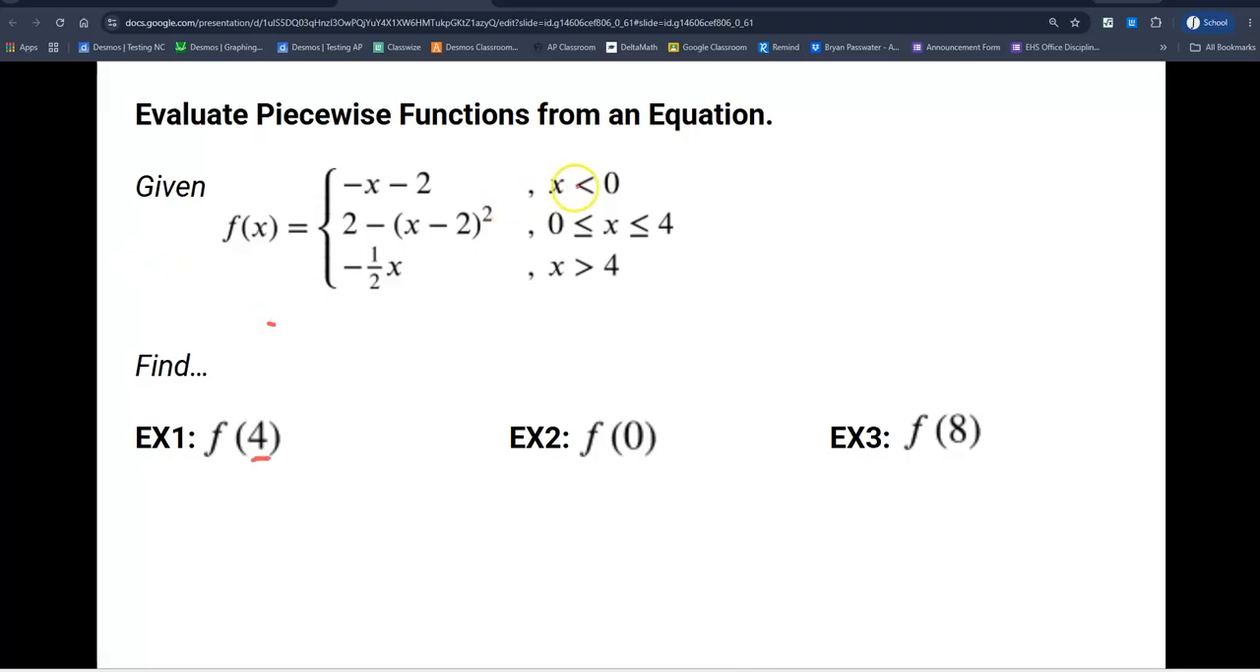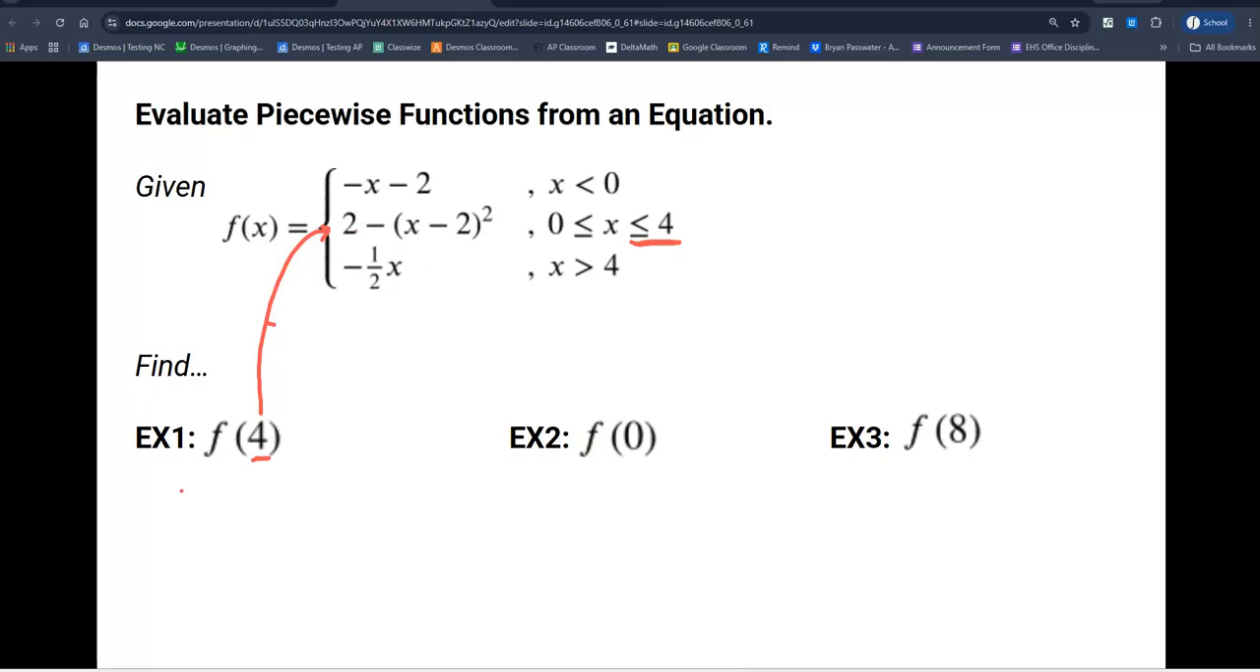To pick the piece, you're going to look at your number and see where it falls. Is 4 less than 0? No. Is 4 between 0 and 4? Yes, because we have the or equal to sign right here. So see how we have that or equal to sign right there? So 4 is going to go right here in that middle piece. You only use the middle piece, okay?